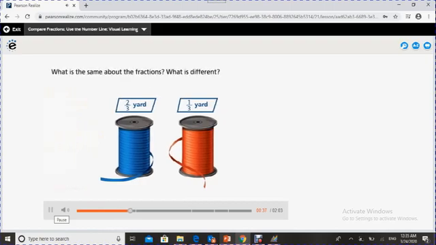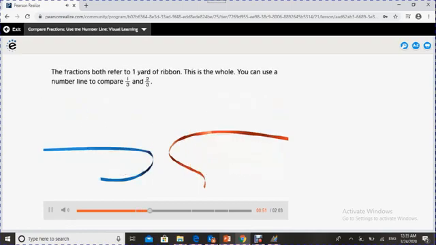What is the same about the fractions? What is different? The denominators are the same. The numerators are different. The fractions both refer to 1 yard of ribbon. This is the whole. You can use a number line to compare 1/3 and 2/3.